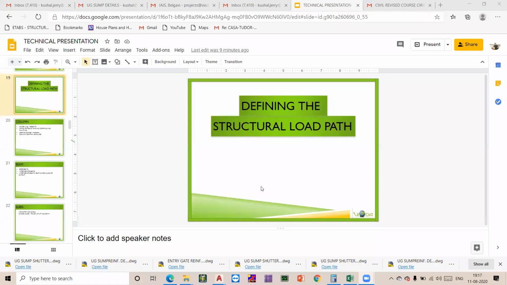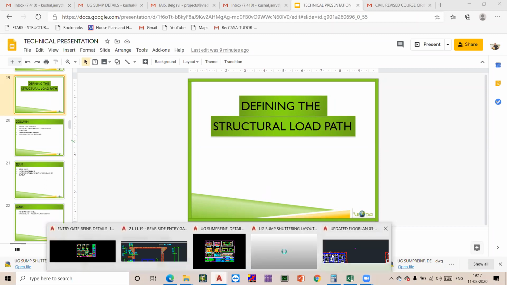Yesterday's discussion. Today we will be starting with structural design activity, and the very basic and fundamental activity is defining the structural load path. Let's see how exactly we need to do it.